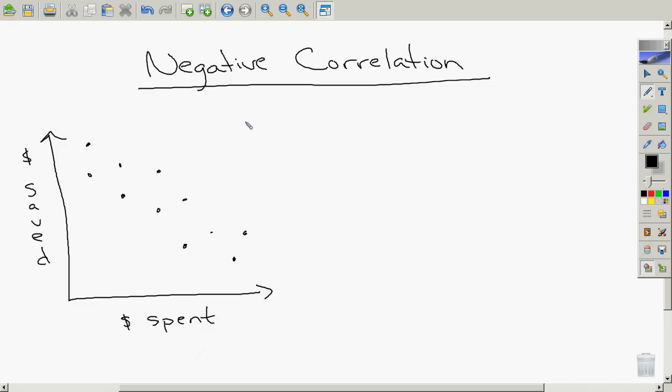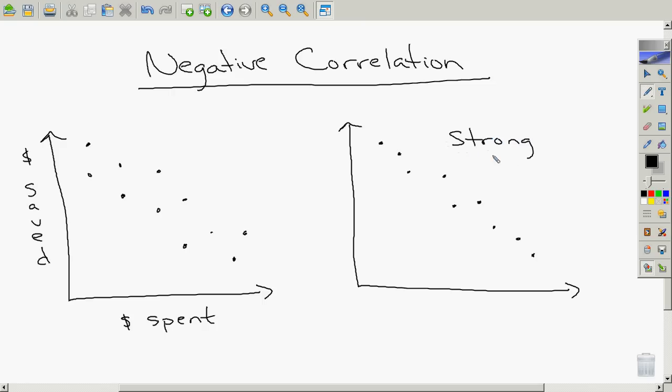So that would be a negative correlation. And again, if the dots look a little tighter than that, it would be a little bit stronger then. In fact, if the dots are in a perfect straight line, it would be a perfect negative correlation. Now these aren't in a perfect straight line, but you can see that these are a little bit tighter configuration. So this would be a strong, and this would be a weak negative correlation.